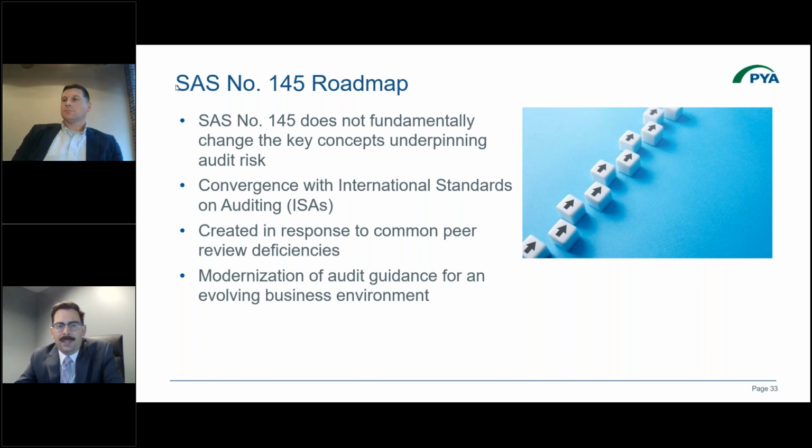But going back to that reason, those peer review programs were flagging that the risk assessment process was the leading cause of deficiencies in audit quality. Deficiencies related to risk assessment were over 25% of all findings. So in response, the ASB put together SAS 145.